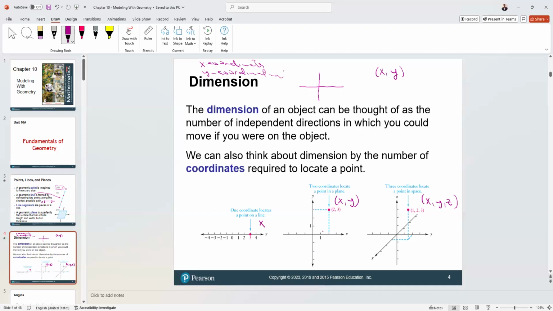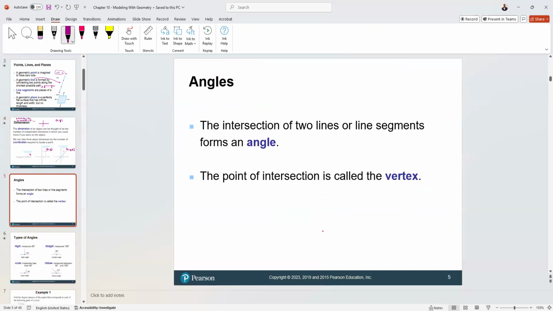Three coordinates such as X, Y, Z are needed to locate a point in a three-dimensional space. So it's very important to verify these three, whether we use only one coordinate, two coordinates, or three coordinates. We're going to need these for further explanation in mathematics.